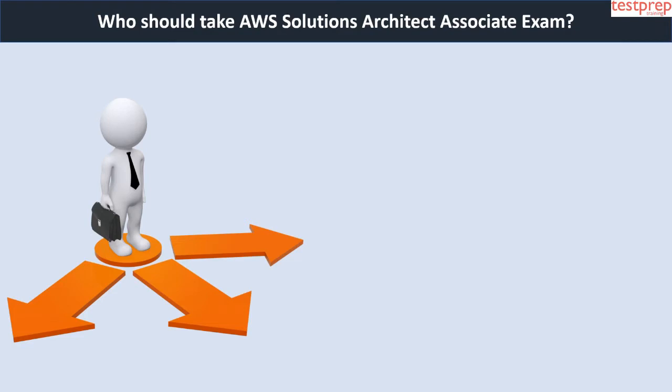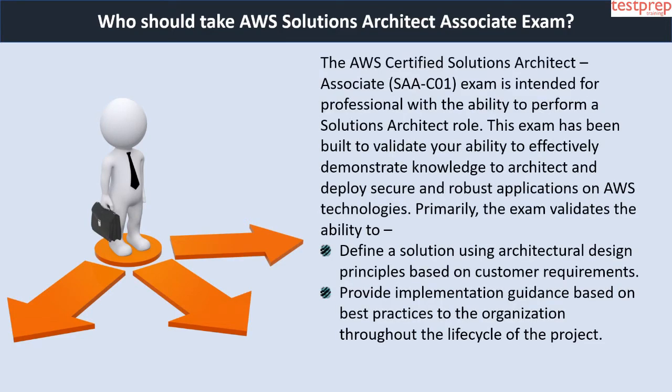The AWS Certified Solutions Architect Associate has been designed for those with some experience in designing distributed applications. To design, manage, and implement applications using tools and services on the AWS platform, candidates will need to be able to demonstrate their ability. The AWS Certified Solutions Architect Associate (SAA-C01) exam is intended for professionals with the ability to perform a solutions architect role.